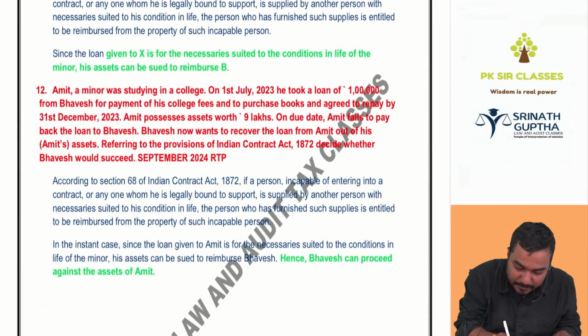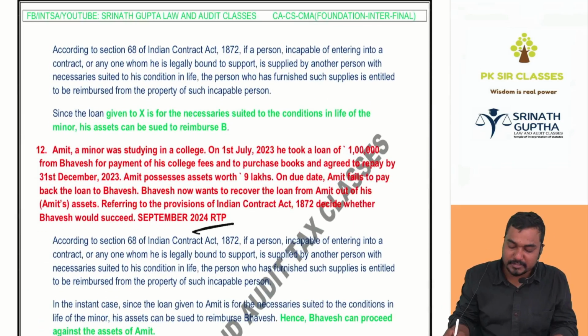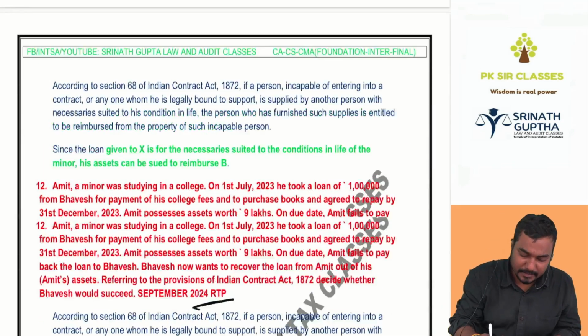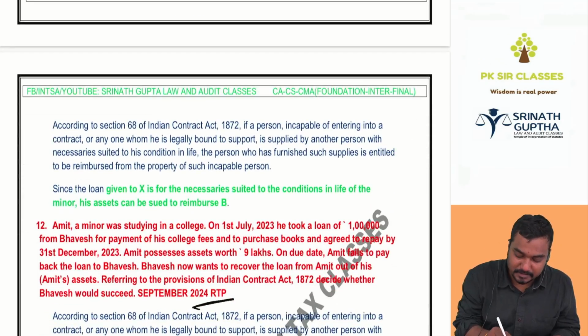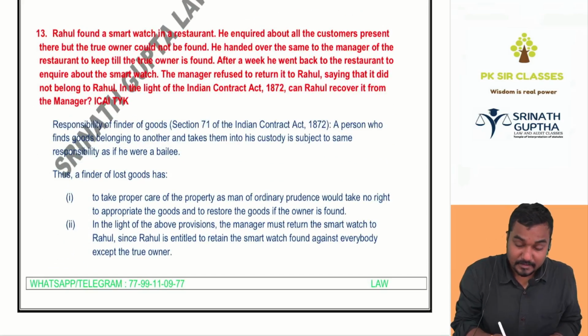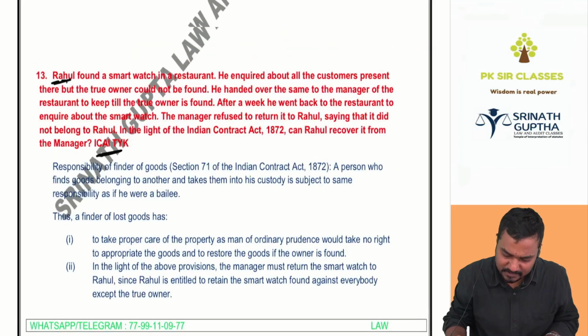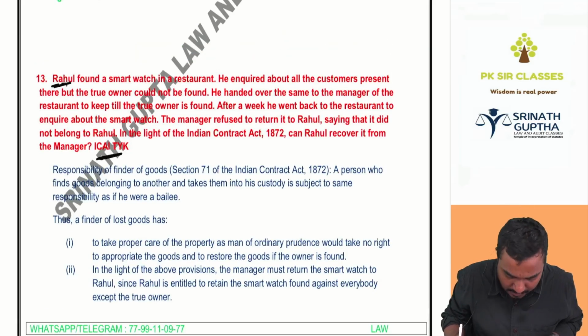The same question repeated again. This is ICAI study material. The same question appeared in the 2024 September RTP. In the place of X, he became Amit. The second time, X became Amit, Amit became Rahul. I think it is the same question.